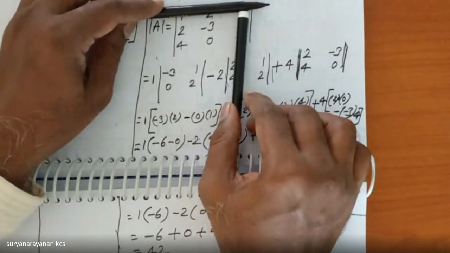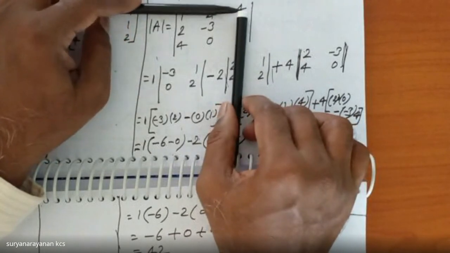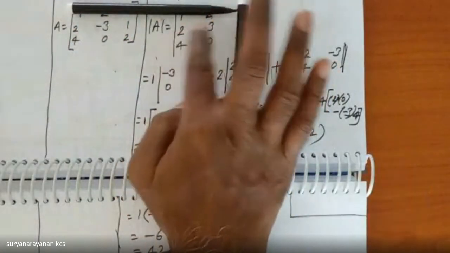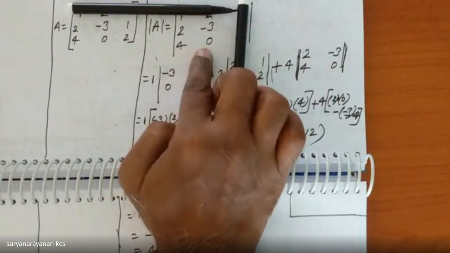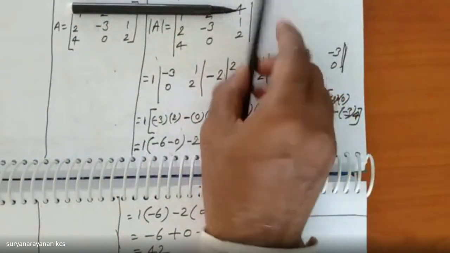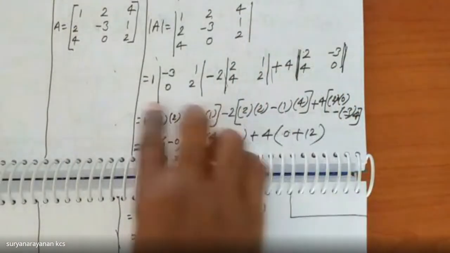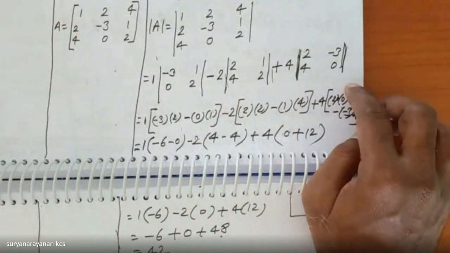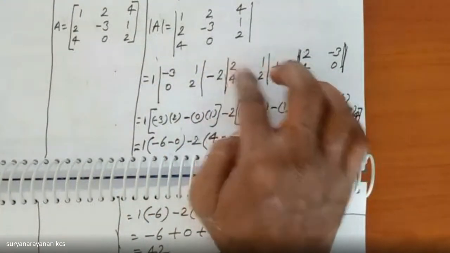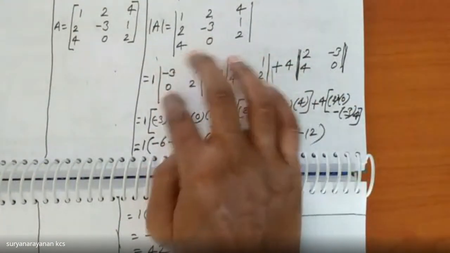Then you can see only 4 elements. After closing the first row and third column, you can see only these 4 elements: 2, minus 3, 4, 0. Yes or no? Cut, copy, paste here as it is: 2, minus 3, 4, 0. Understood this one? This is an important step. After that, we have to find the determinant of this 2 by 2 matrix, just like cross multiplication.